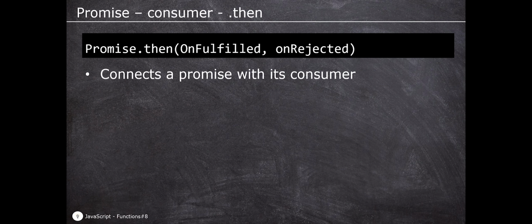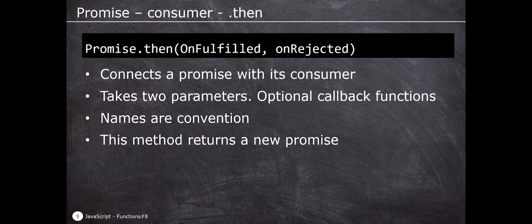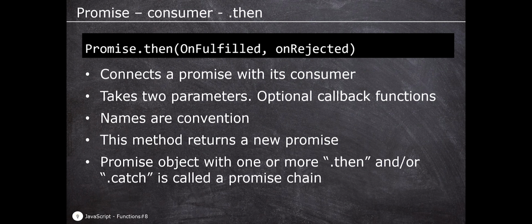So when a promise is fulfilled, we call the .then method of the promise object that connects a promise with the consumer. The .then method takes 2 parameters. Both are optional callback functions, and these are onFulfilled and onRejected. These function names again are conventions, and you can use any function name you like. This .then method returns a new promise which is then passed on to the next consumer. When we have one or more .then or .catch methods, it is called a promise chain.